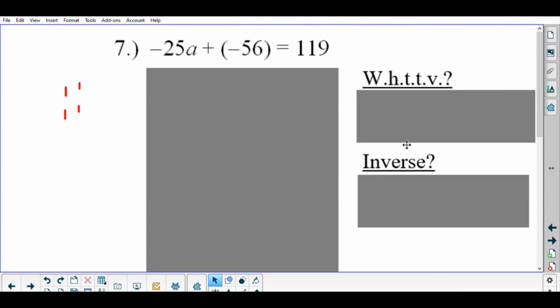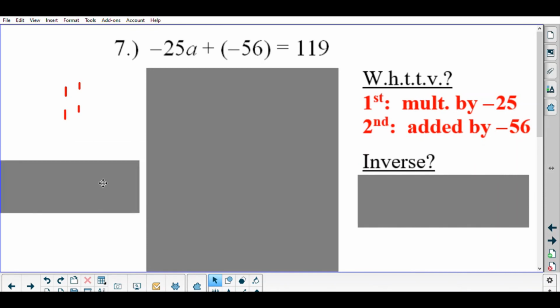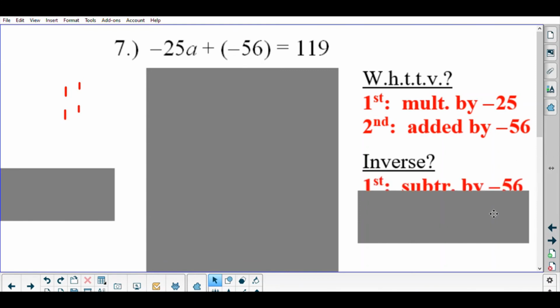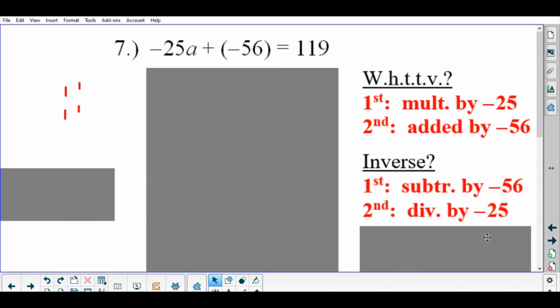Problem number 7. What was happening to the variable? It was being multiplied by negative 25. Then it was being added by negative 56. The parentheses do not really matter. I talked about that earlier in this video. First inverse is to subtract by negative 56. Then later, the second inverse will be to divide by negative 25.